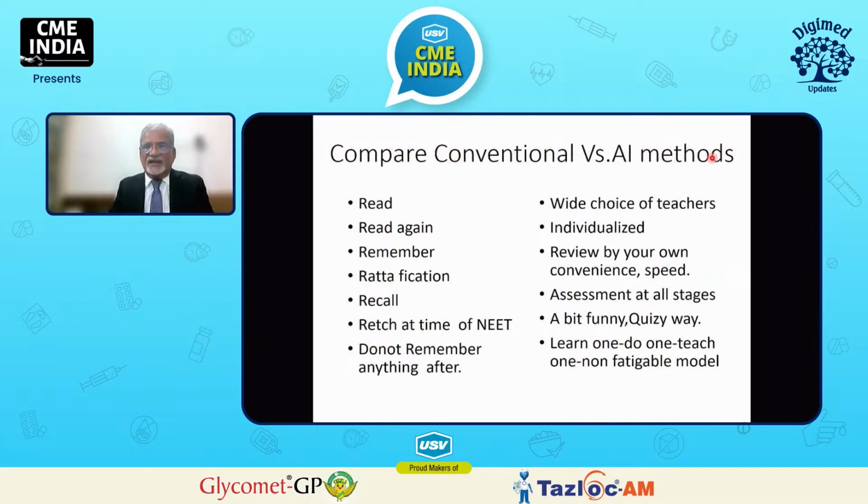But with AI methods, you've got a wide choice of teachers. It can be individualized. You can review the things at your own convenience, own speed. It has assessment at all the stages. It can be done in a funny or a quizzy way. Slido, Kahoot, these are the examples. Learn one, do one, teach one, and it is a non-fatigable model. That is the first positive point which I want to tell you.